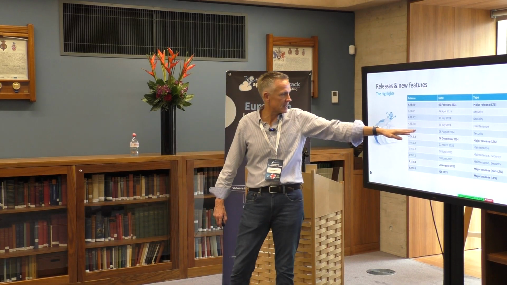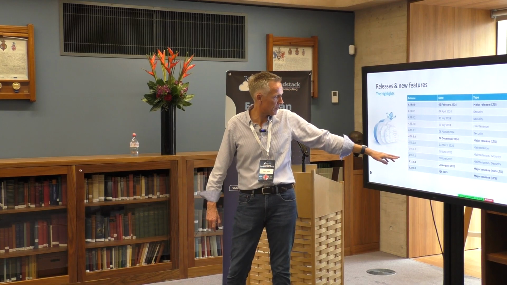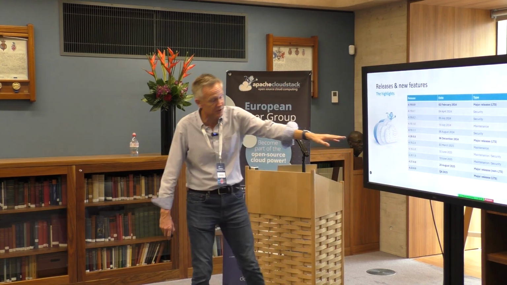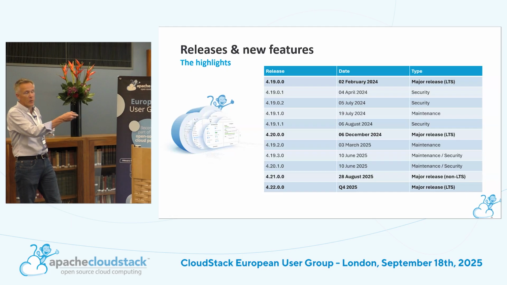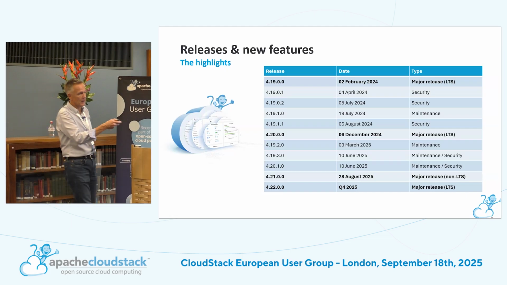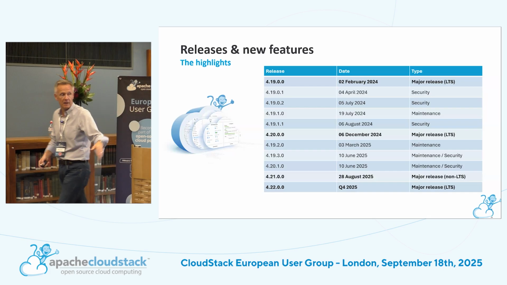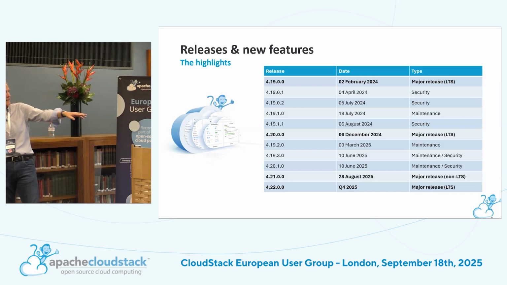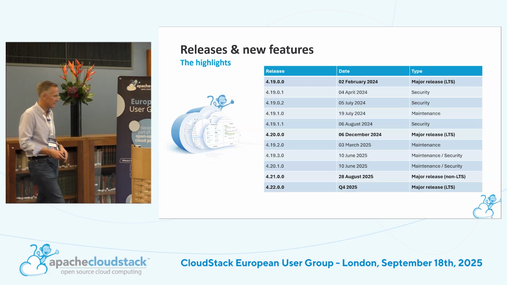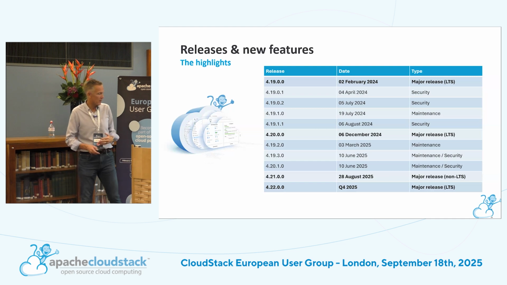4.20 was released later that year. That itself had, I think, one maintenance and security release in there. And as I mentioned, 4.21 was released just a couple of weeks ago, 3 weeks ago, whatever it was. 4.22 is slated for later this year. 4.21 is not an LTS release, 4.22 is going to be an LTS, really, long-term support from the community.